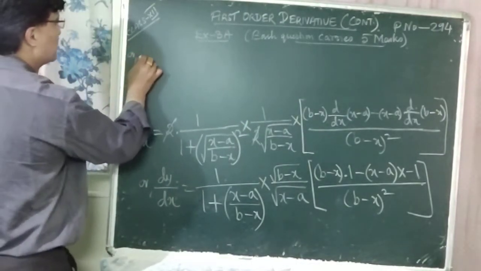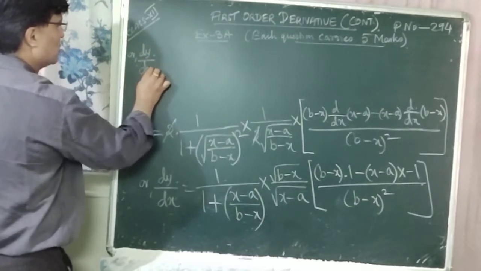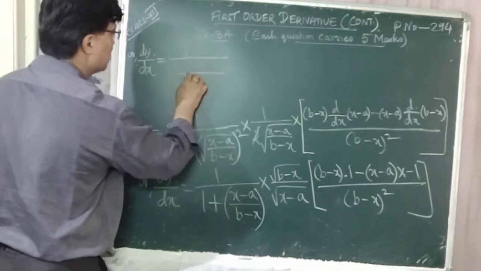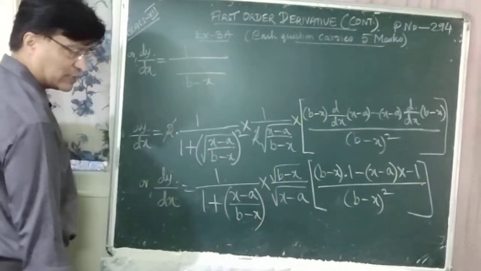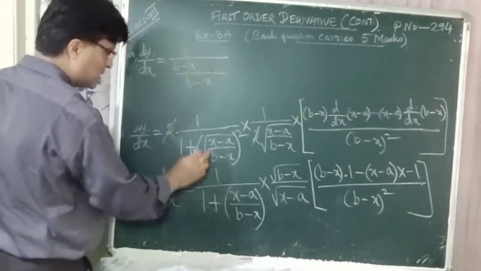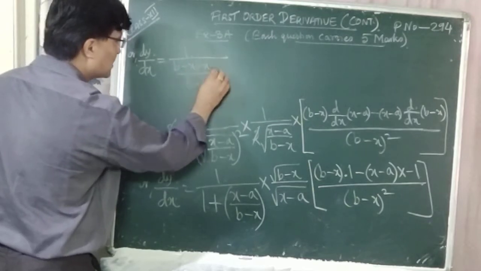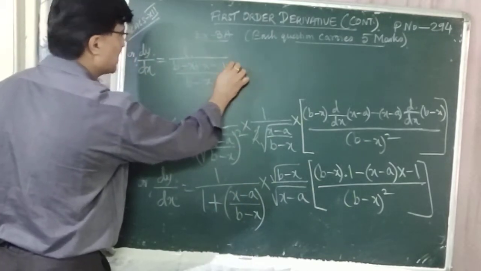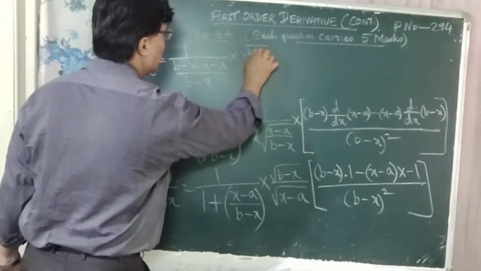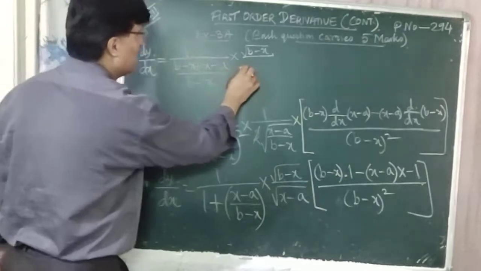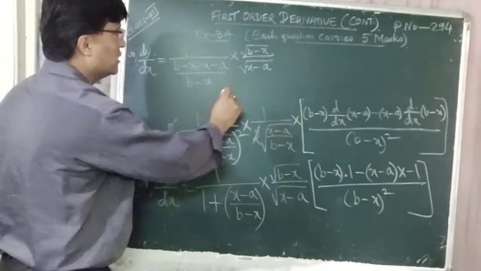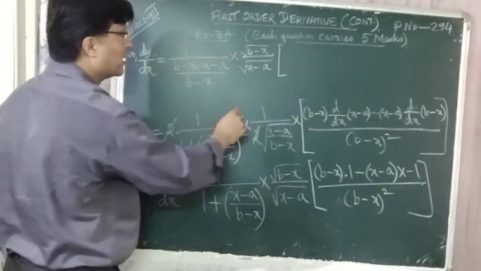Or dy by dx is equal to 1 upon, what's the LCM in the denominator? It is b minus x. Now here what will be there? It is b minus x, then plus x and minus a, right? Into root over b minus x divided by root over x minus a. Keep it same now. So within third bracket, now simplify the numerator.